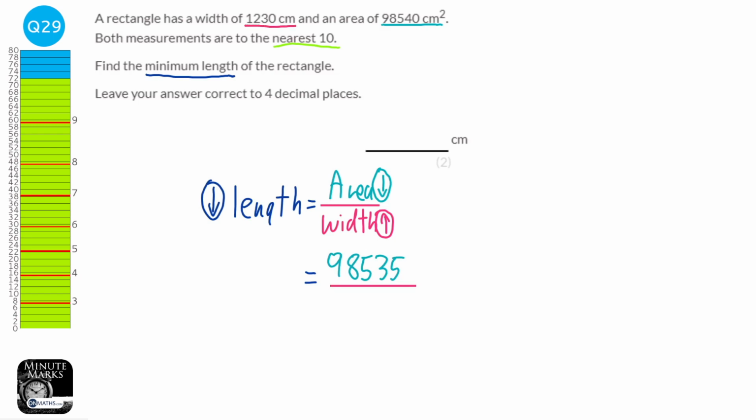Now for the width, we're going to do the same thing, half the accuracy, half of 10 is 5, but we're looking for the upper bound, we're looking for the biggest it can be. So we're going to add that on.